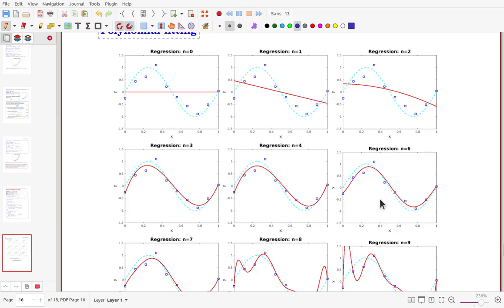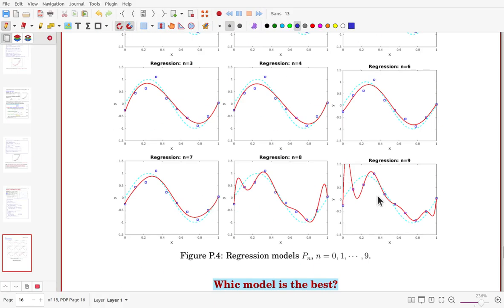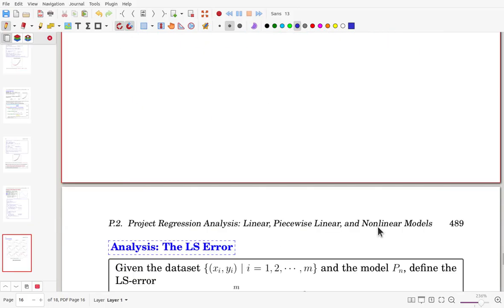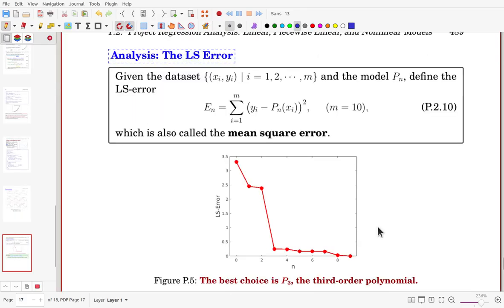And we'll try to choose the best model through analysis. Okay. The question is, which model is the best? Okay, I forgot H here. Okay. Now, for an analysis, let's try to measure the least square error.